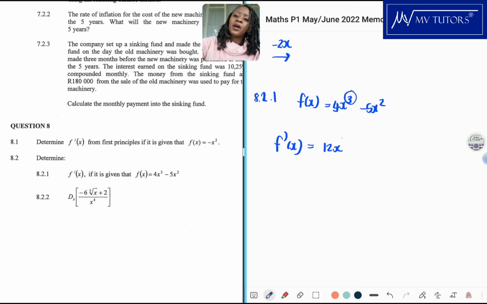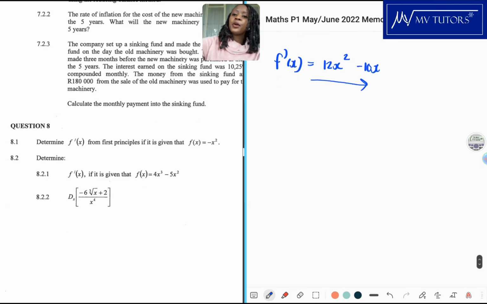Then I subtract 1. Okay, so 3 minus x, that's 2. Then here, same thing, negative 5 times 2 is negative 10, and then 2 minus 1, that's 1, but we don't really put it there. And that's it. Now 8.2.2, that looks like a challenge and a half because we have fractions.